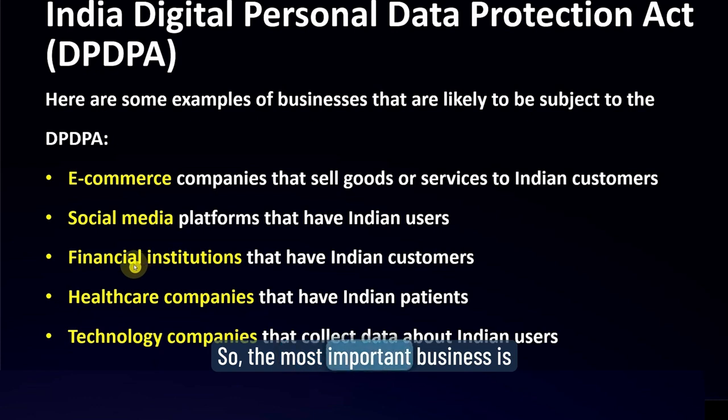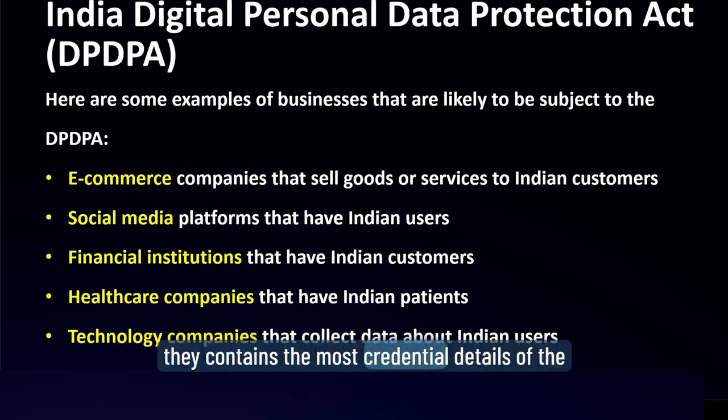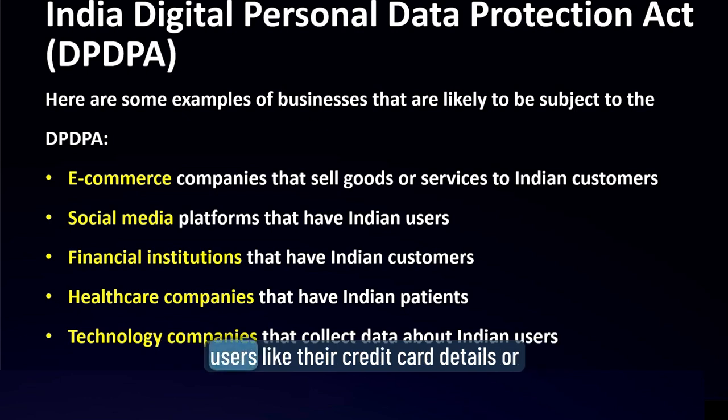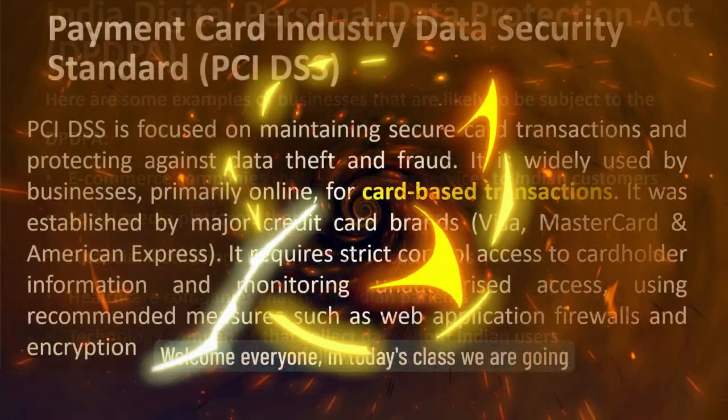So the most important business here is the financial institution. The financial institution must follow DPDPA because it holds the most credential details of the users, like their credit card details or debit card details or their bank account details or PAN details or Aadhaar details. They need to follow these rules. So in India, you need to follow the DPDPA Act.